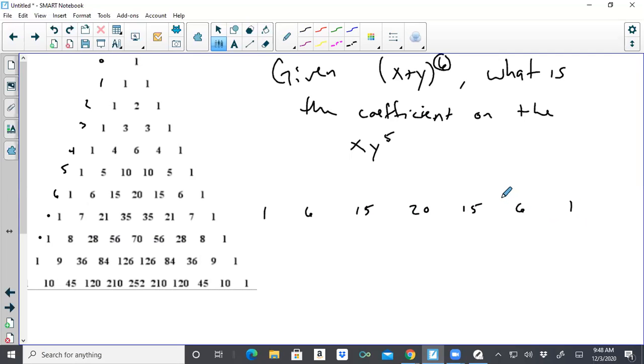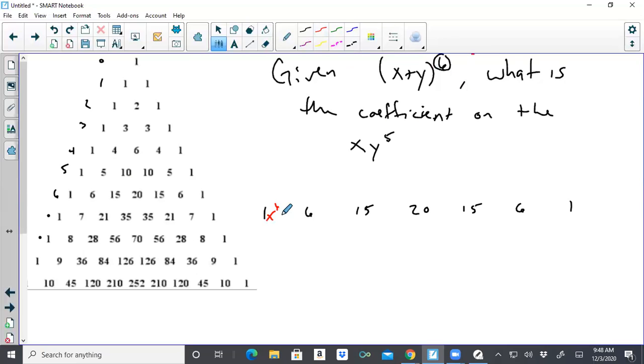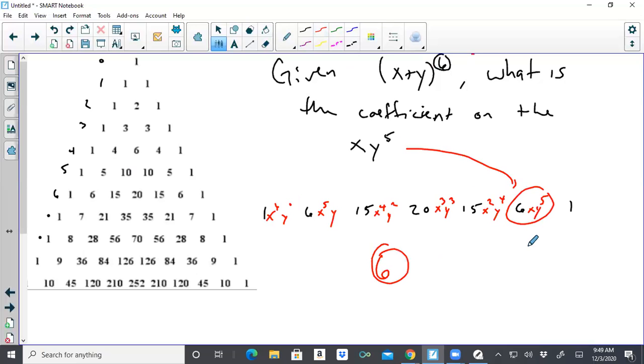If I don't know how to use Pascal's triangle, my only option right here is to multiply this up. And I don't want to do that. But if I look, I can go through and I can say, all right, I know that this right here is going to be x to the 6th, y to the 0. This is going to be x to the 5th, y to the 1st, x to the 4th, y squared, x to the 3rd, y to the 3rd, x squared, y to the 4th, and then x, y to the 5th. And I can see, oh, that's what they're asking me right there, right? That's what they're asking. What's the coefficient in front of that? And the coefficient is just 6.